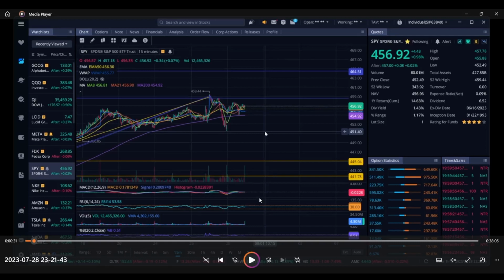Where do I chart? What platform do I use? I use Webull. You can download Webull, TradingView. I like Webull. The charts are pretty nice, and they got some new updates, and I really like them.